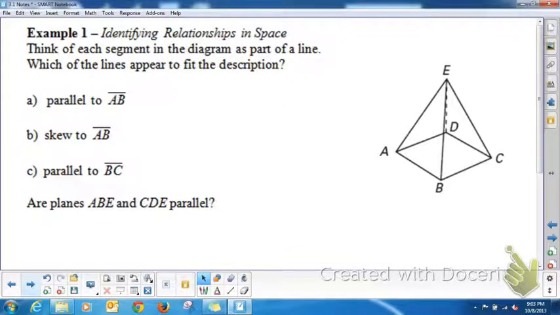Let's identify some relationships in space. Think of each segment in the diagram as a part of a line. Which of the lines appear to fit the descriptions? So let's find a line that's parallel to line AB. First, let's identify line AB. A line parallel to that would be line DC. You got it. These are parallel.